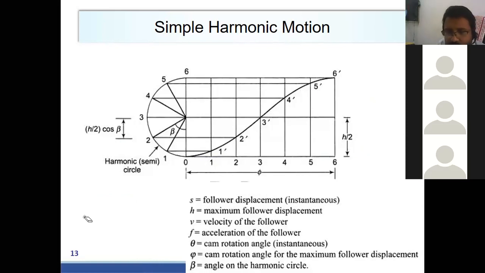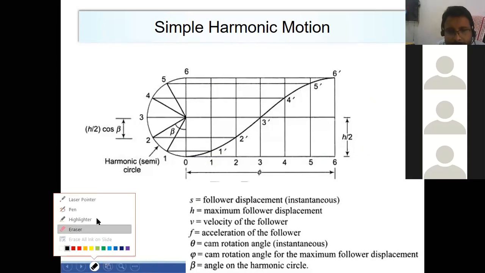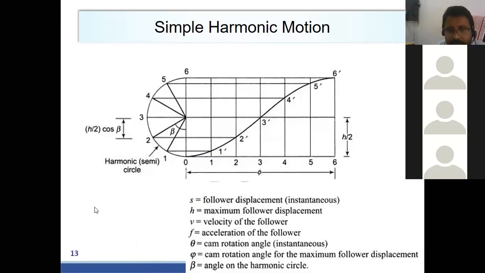Displacement diagram means what? What is the purpose of drawing a displacement diagram? To know the position of a body at a certain time, at a certain period of time. Yes, you are right. This is the rotation of the cam.